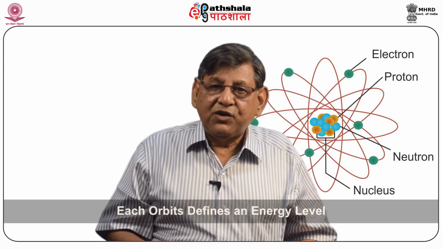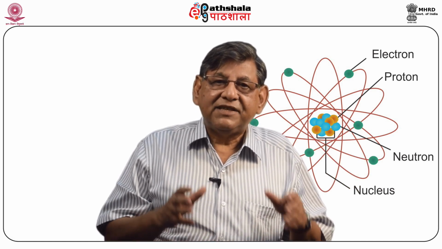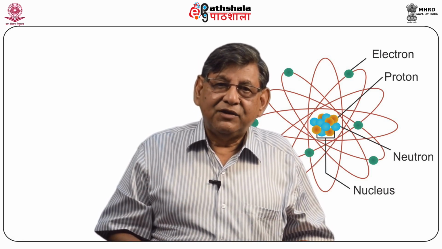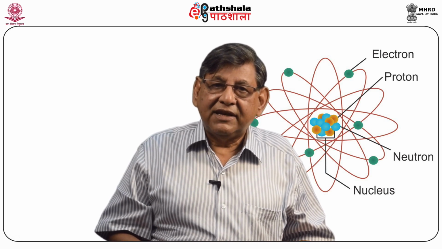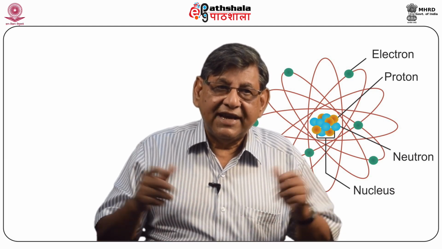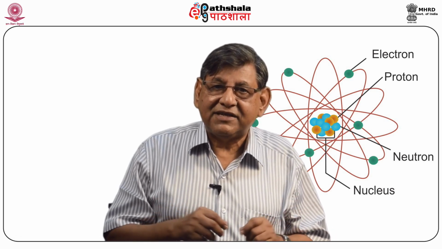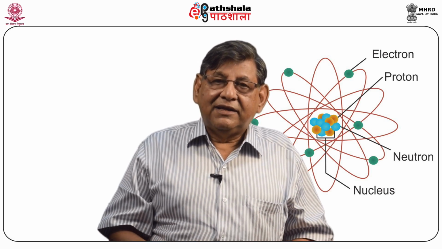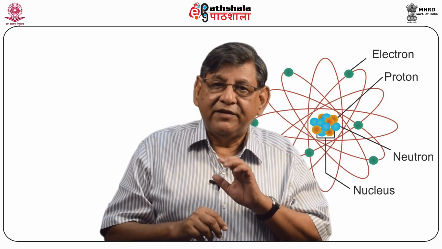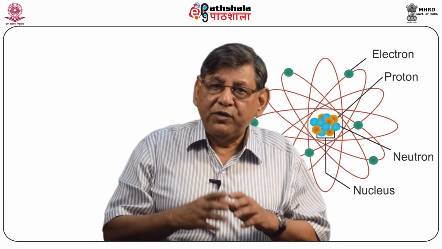Since each orbit defines an energy level for the electron, only a set of discrete energy levels is allowed for the electrons. The second point to note is that the electrons in these allowed orbits are accelerated towards the center. According to classical laws of physics, any accelerated particle emits radiation. But the important thing to note is that these electronic orbits in atoms are radiationless. That is, as long as the electrons are in these allowed orbits, they don't radiate.